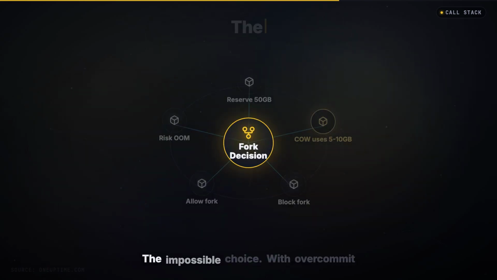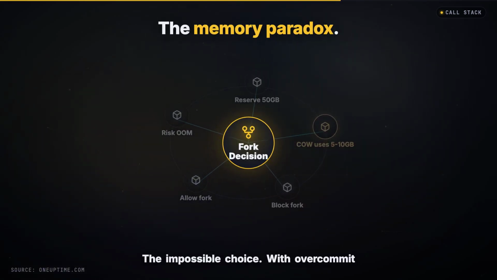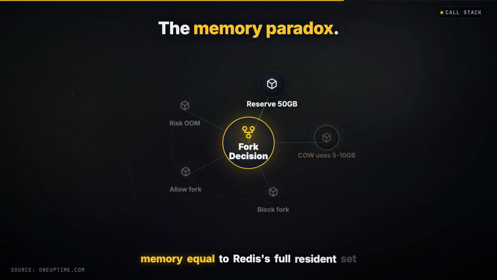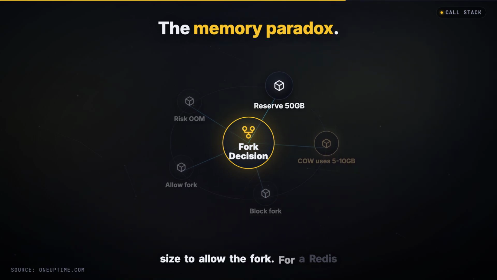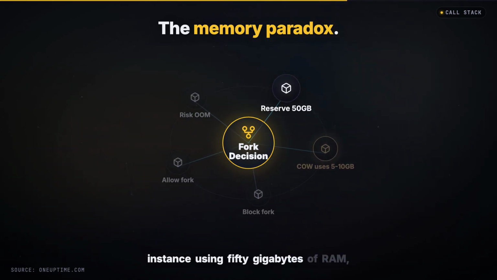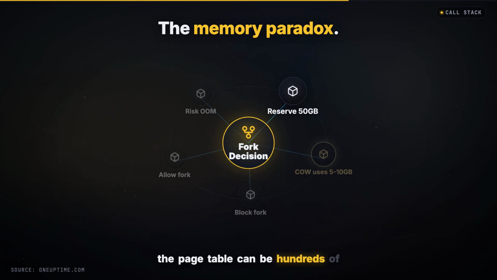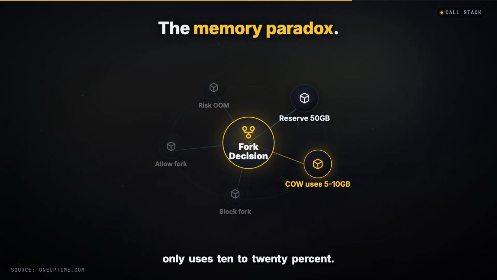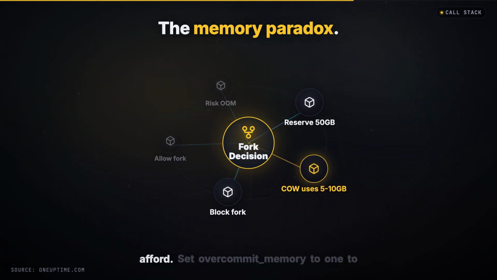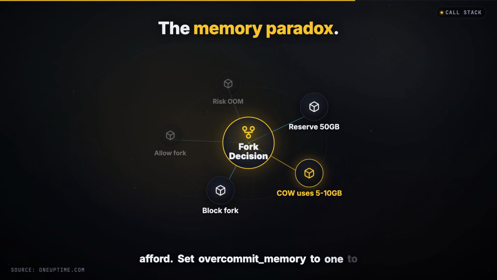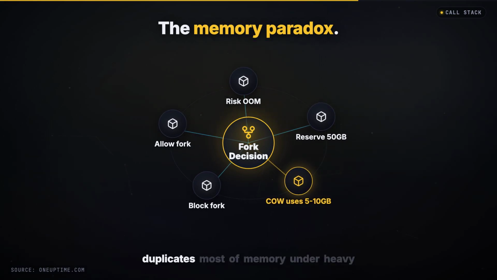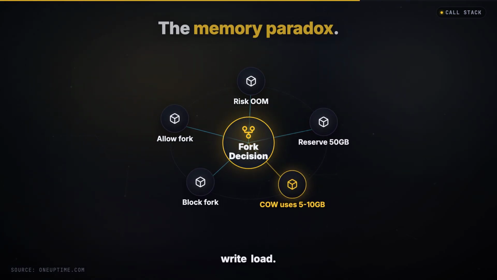The impossible choice. With overcommit_memory 0, the kernel requires free memory equal to Redis's full resident set size to allow the fork. For a Redis instance using 50 gigabytes of RAM, the page table can be hundreds of megabytes. But copy-on-write typically only uses 10 to 20%, so the kernel blocks backups you could afford. Set overcommit_memory to 1 to always allow it. Now you risk out-of-memory kills if copy-on-write duplicates most of memory under heavy write load.